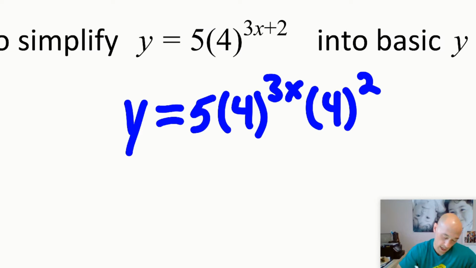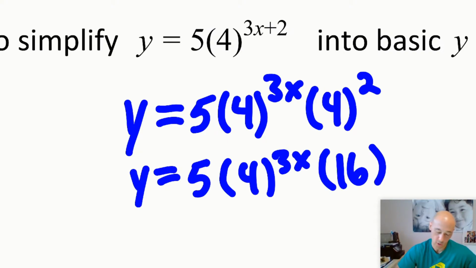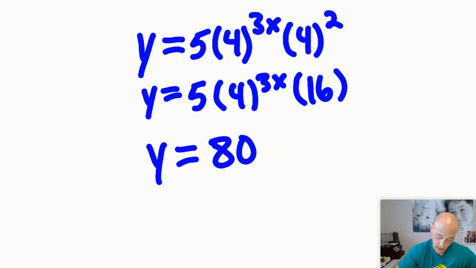So then we have y is equal to 5 times 4 to the 3x times 16, because 4 squared is 16. And then that 5 times the 16, that's 80. So y is equal to 80 times 4 to the 3x.